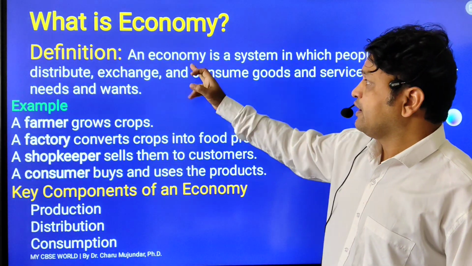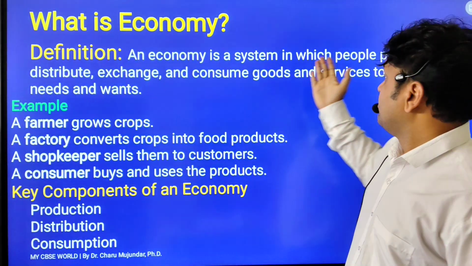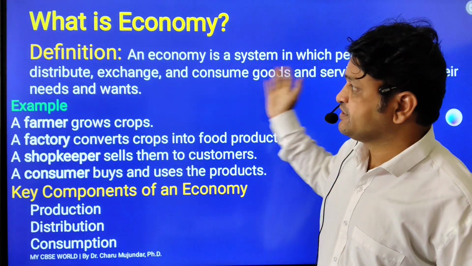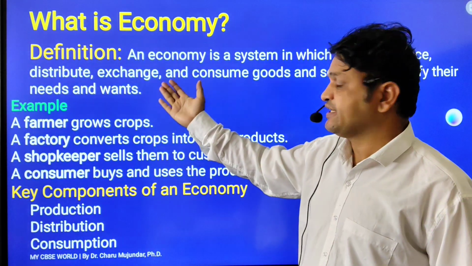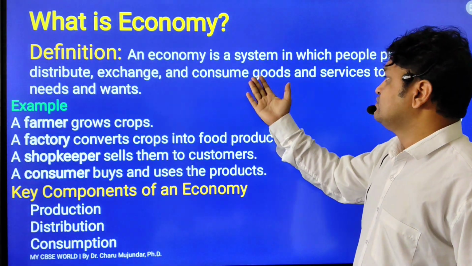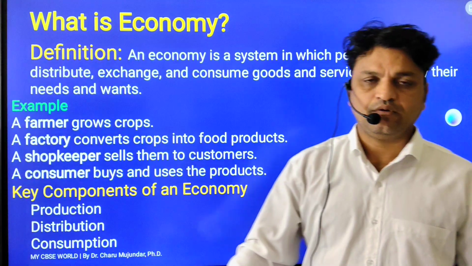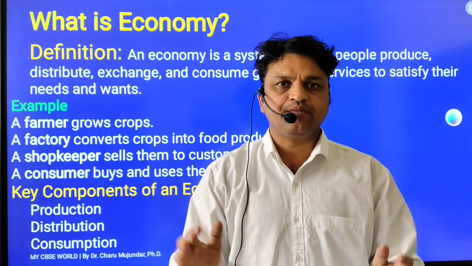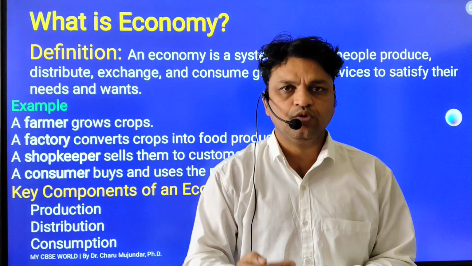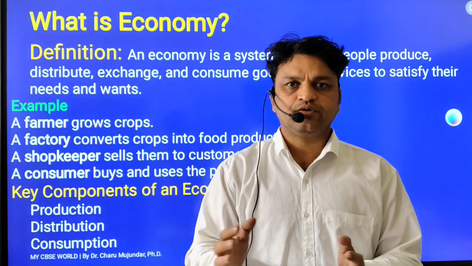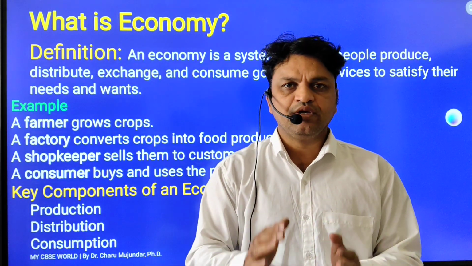So what is economy? Economy is a system in which people produce goods and services, distribute the goods and services, exchange it, and finally consume goods and services to satisfy their needs and wants. So economy is a system in which people are producing and distributing goods and services. Finally, it leads to consumption for the human being. So human beings satisfy their needs.